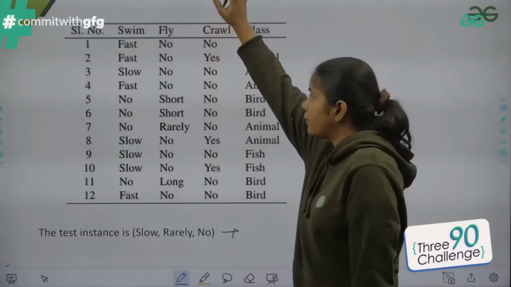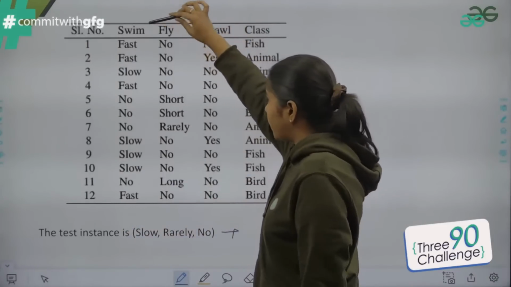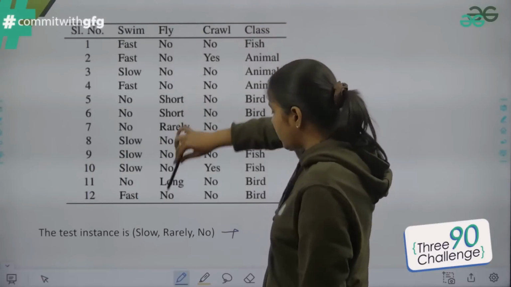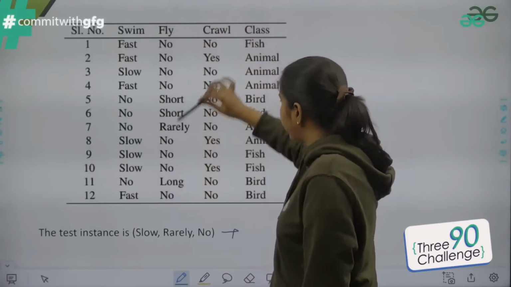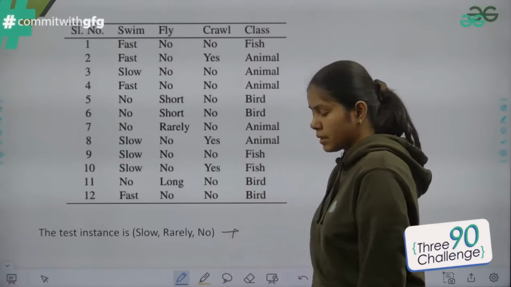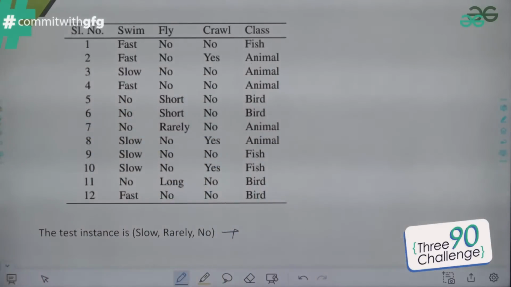So I just have to classify this. If a species swims slow, flies rarely, and does not crawl, then what would be the class for that instance, for that species? I have to classify that. So that means using the Naive Bayes classifier, I have to work on it, right?